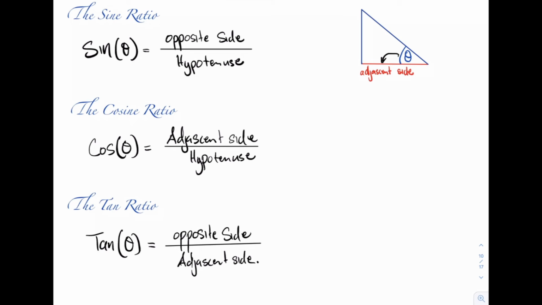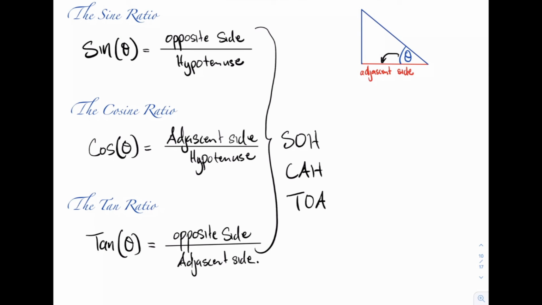A common way to remember these ratios is by the nomenclature SOH CAH TOA. SOH is used to help us to remember that sine is equal to opposite over hypotenuse. CAH is used to help us remember that the cosine of the angle is equal to the adjacent over the hypotenuse, and TOA is used to help us to remember that the tan of the angle is equal to the opposite over the adjacent.